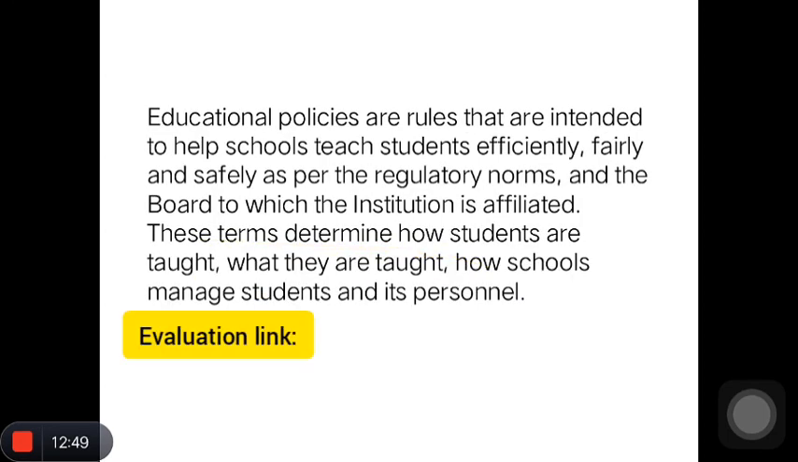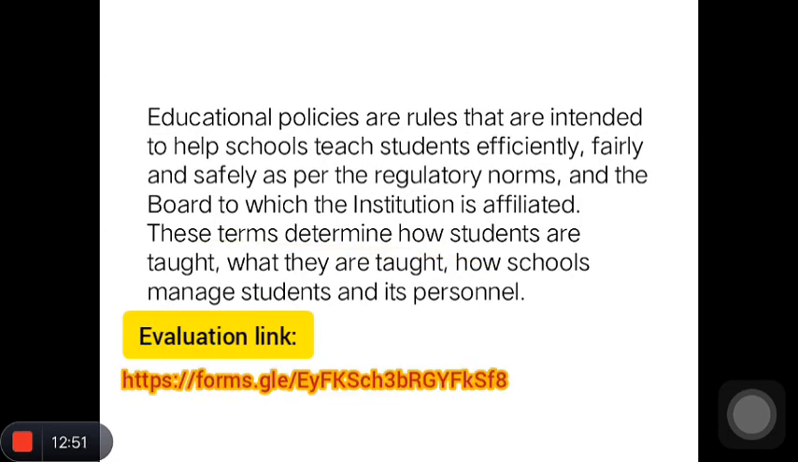Educational policies are rules that are intended to help schools teach students efficiently, fairly, and safely as per the regulatory norms of the board to which the institution is affiliated. These determine how students are taught, what they are taught, and how schools manage students and personnel. It is good to apply and follow these educational policies, because it is important to become a professional and to use them.